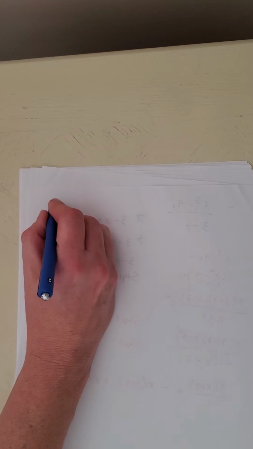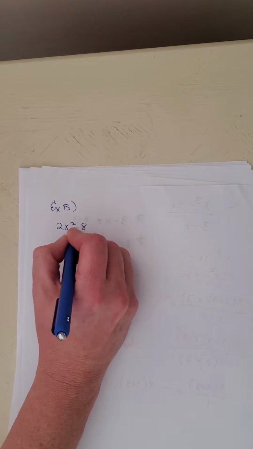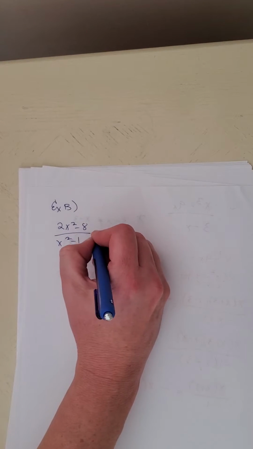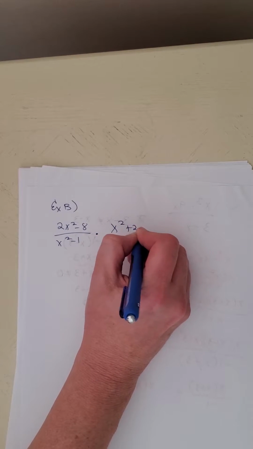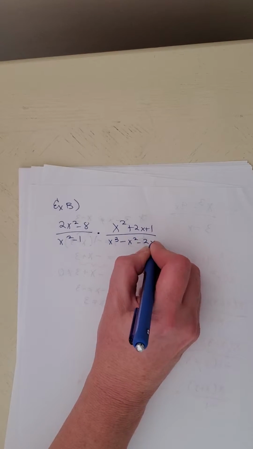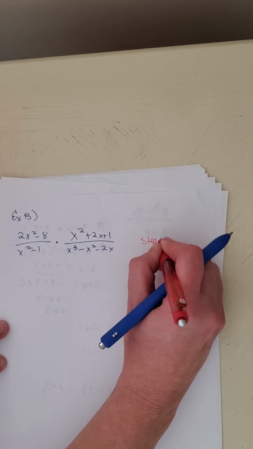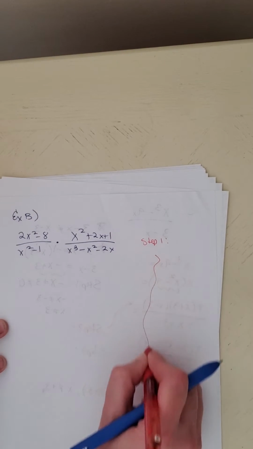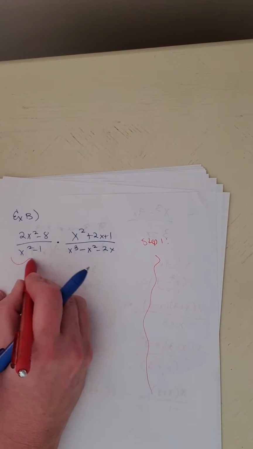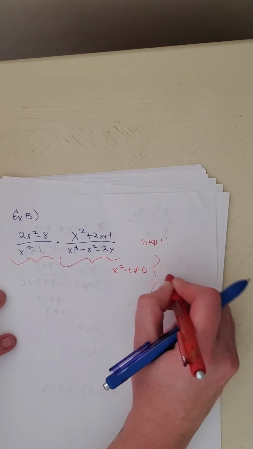All right, so the original expression is, this is example B, 2x squared minus 8 over x squared minus 1 times x squared plus 2x plus 1 over x cubed minus x squared minus 2x. To remind you of step 1, we're going to take these denominators and set each one, and we have to do this twice, once for the left fraction and once for the right fraction. We're going to say they cannot equal 0.